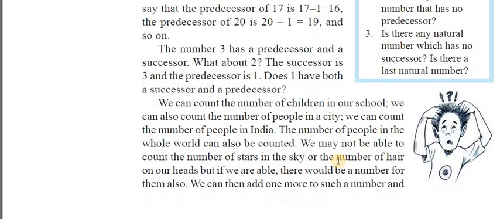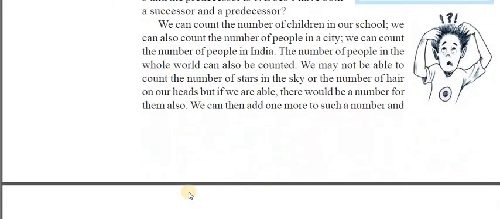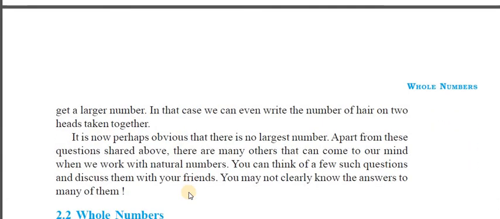So that's what they have given here. We can count the number of children in our school. We can also count the number of people in a city. We can count the number of people in India. The number of people in the whole world can also be counted. We may not be able to count the number of stars in the sky or the number of hair on our heads, but if we are able, there would be a number for them also. We can then add one more to such a number and get larger numbers. In that case, we can even write the number of hair on 2 heads taken together. It is now perhaps obvious that there is no largest number.